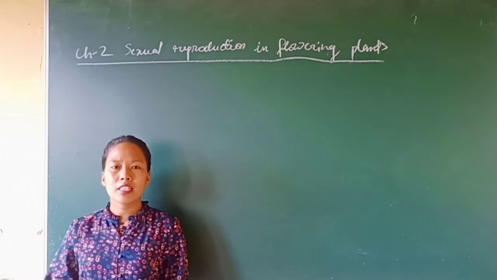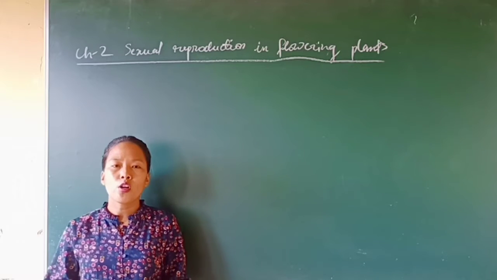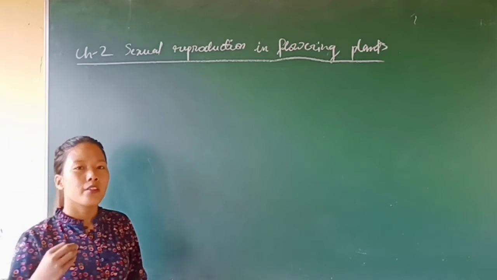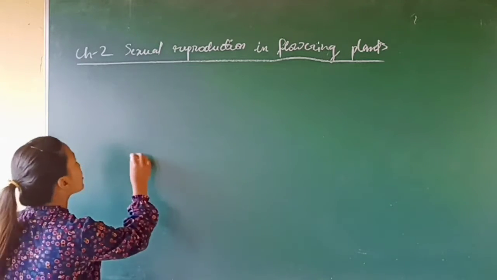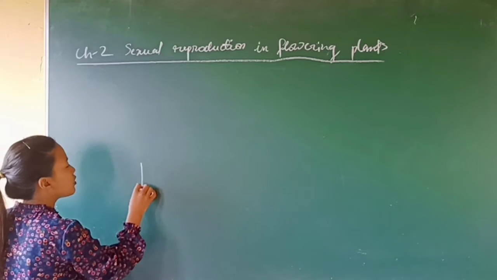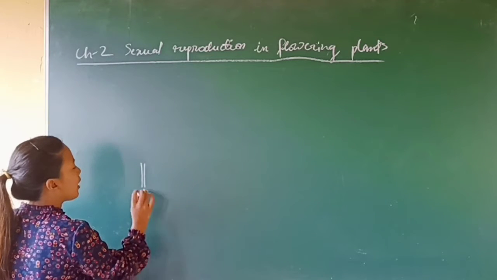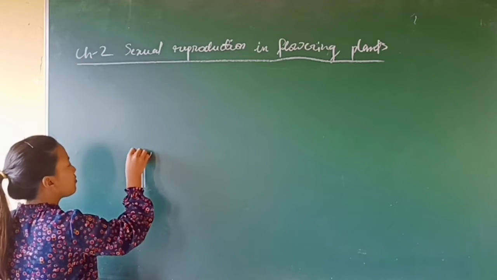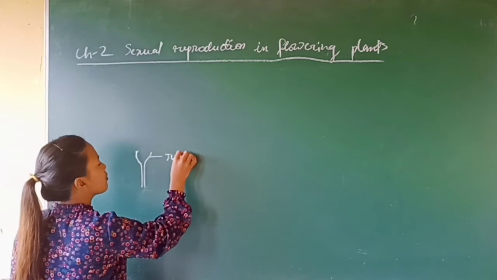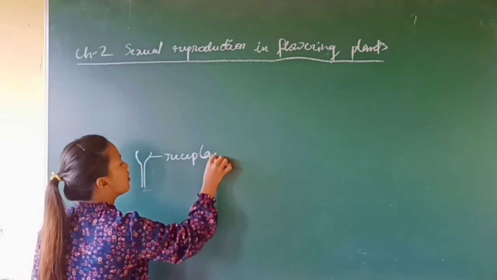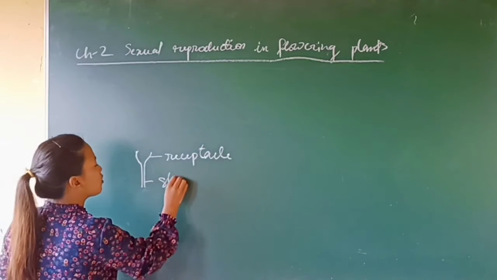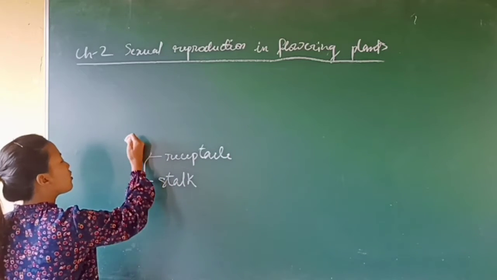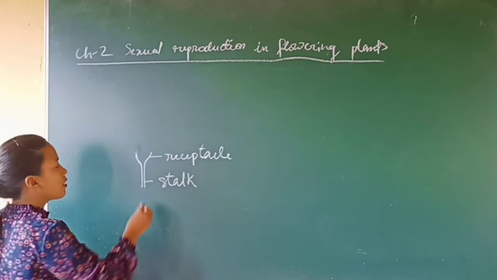This flower consists of 4 whorls arranged successively around the receptacle. Now let me draw the structure of the flower. Suppose this is the stalk of a plant and the swollen part is the receptacle, and this is the stalk. Around the receptacle there are 4 whorls of the flower arranged one by one.